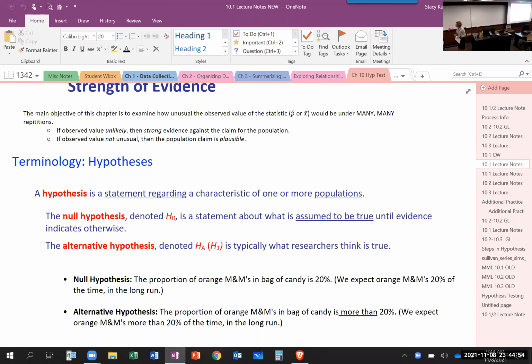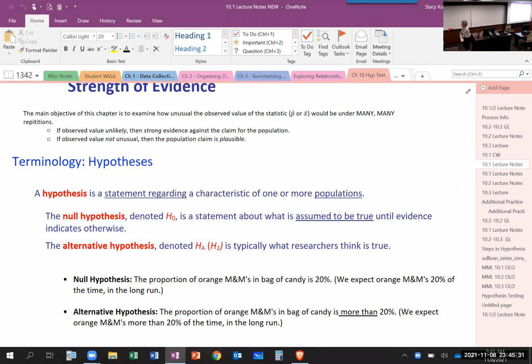So our observational value, or the observed value, is really just our sample statistic, right? It would be our p hat for a proportion, or it would be the x bar for a mean, right? So keep that in mind. We are always taking our sample and we are trying to determine, in this particular chapter, how unlikely is it for me to get these results if I believe the population to be this, okay? All right, so it says under many repetitions, how unusual would it be?